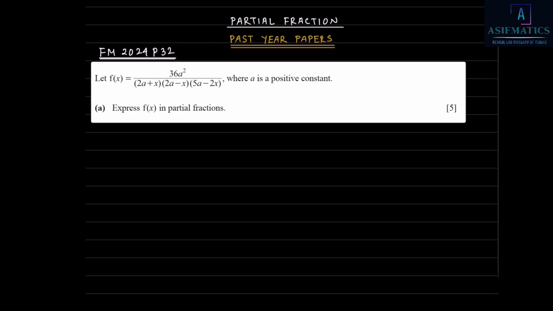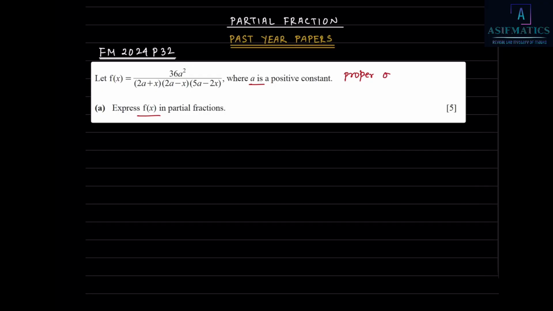We have this problem from February-March 2024, paper 32, and it says that f(x) is 36a² over some factors, where a is a positive constant, and we need to express f(x) in partial fractions. As a is a positive constant, it can be 1, 2, 3, 4, so don't worry about that. Our first check is: is it proper or improper?